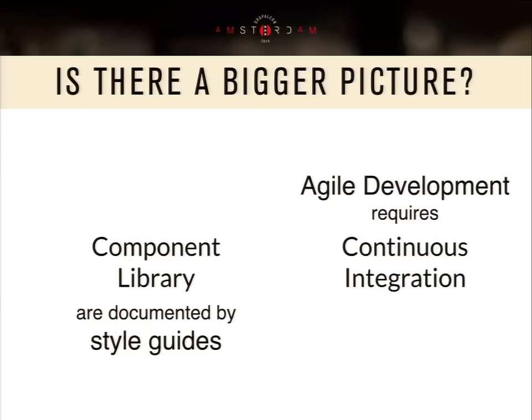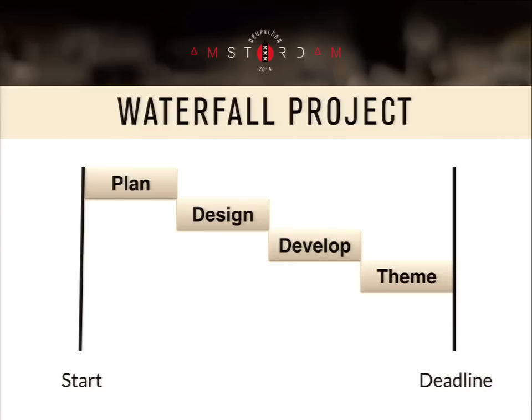And I want to explain agile development so that we can all understand it, because I never figured out what was going on. And of course, I need to show you what's wrong with waterfall development, right? So this is a typical waterfall plan. You plan first, and then you do the design phase, then you do some development, and then you do the theming. This is the way that you plan it from start to deadline.